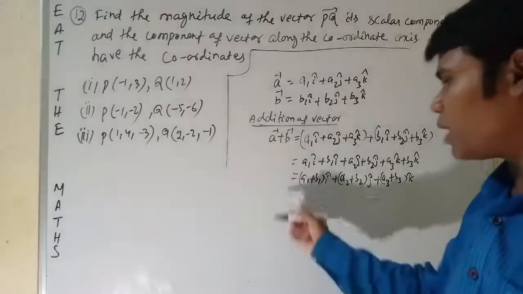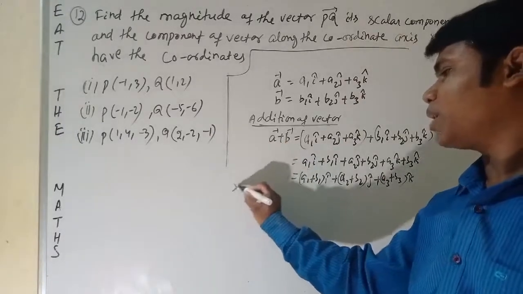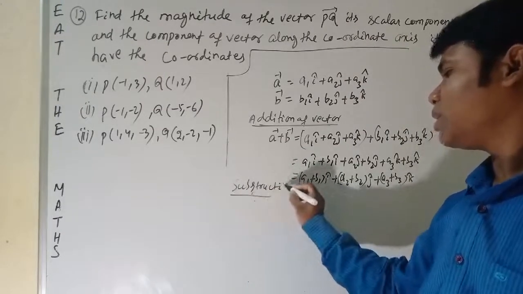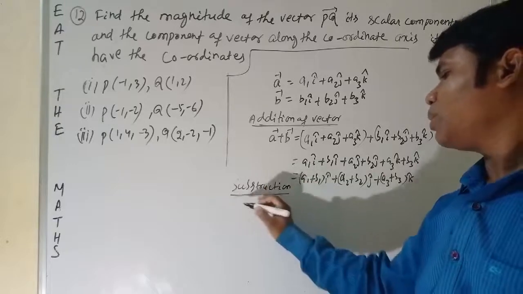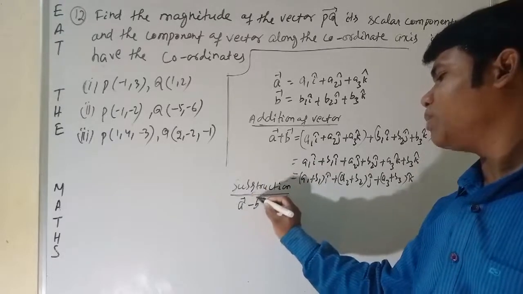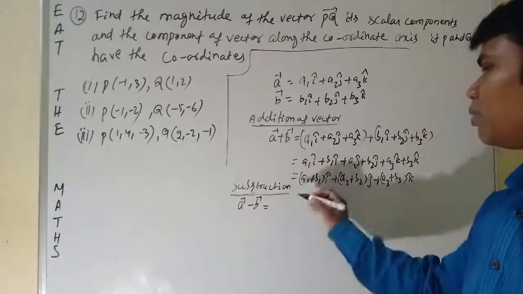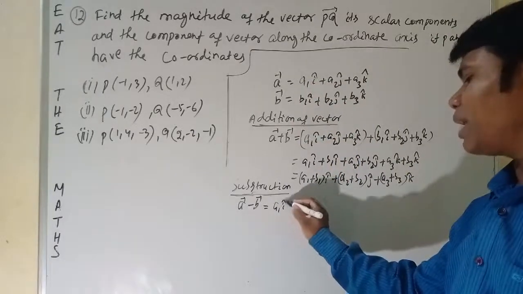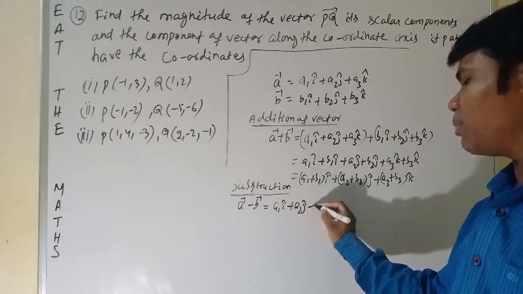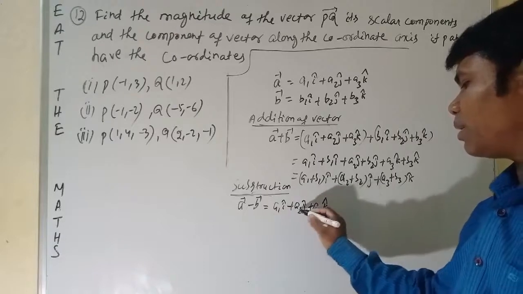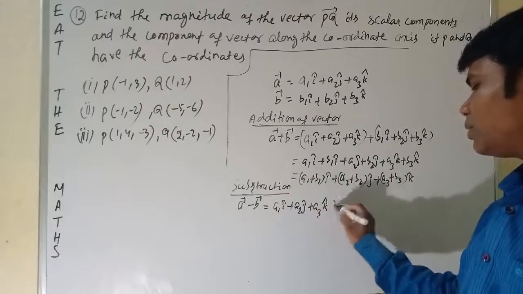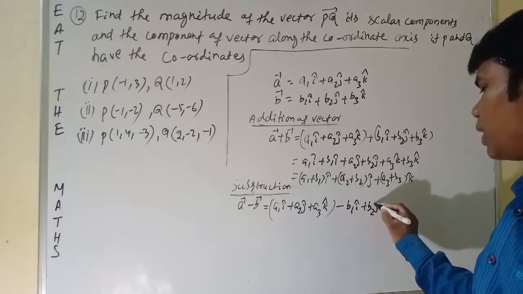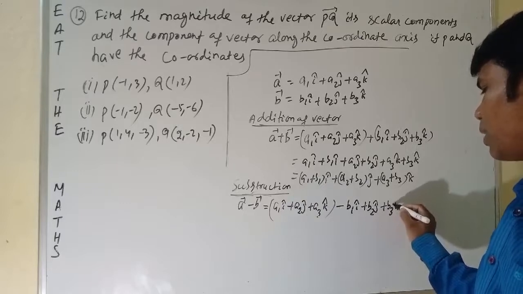Suppose we will subtract. Subtraction. Suppose we will subtract a vector minus b vector. Okay, a vector is equal to how much? a1 i cap, a2 j cap, a3 k cap, minus b1 i cap, b2 j cap, b3 k cap.